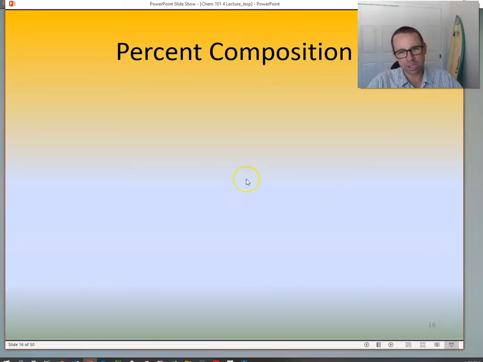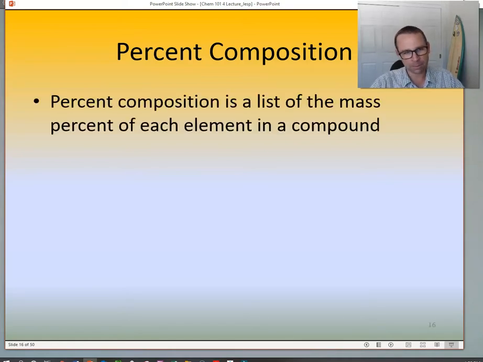Percent composition is another way that we express information about the amount of different elements in a compound. So here's an example of a compound. Can you tell me the name of this compound here?